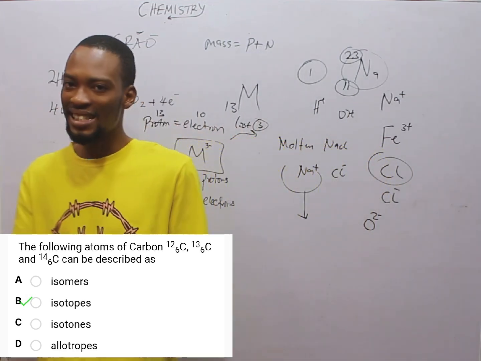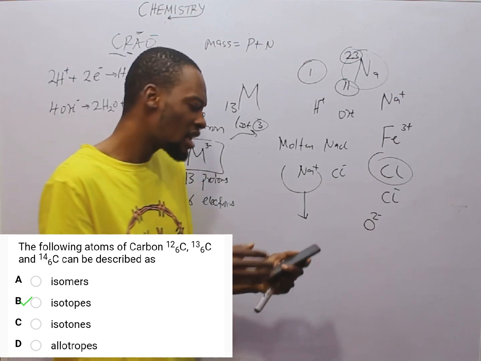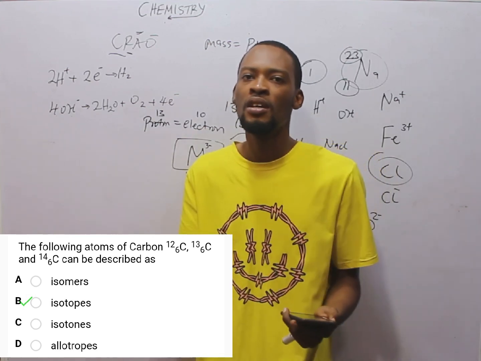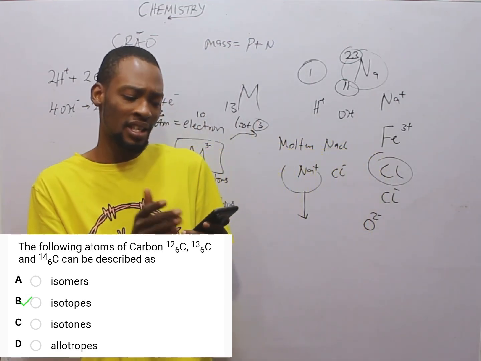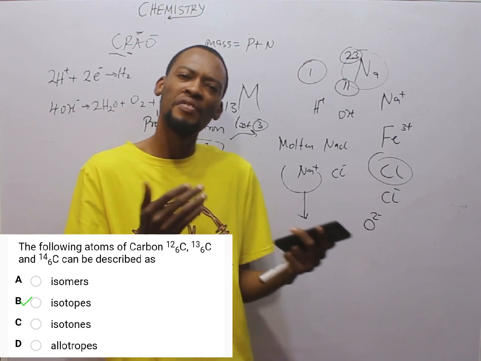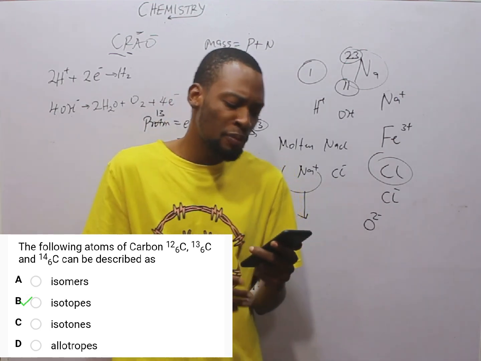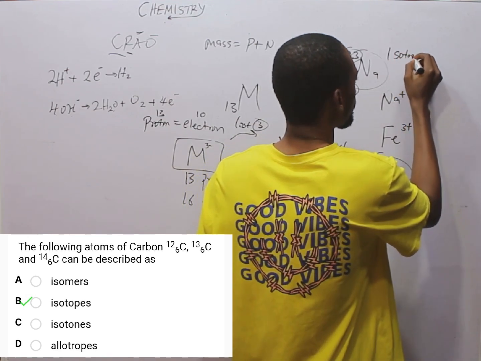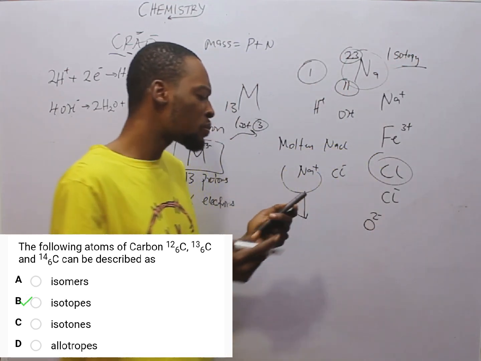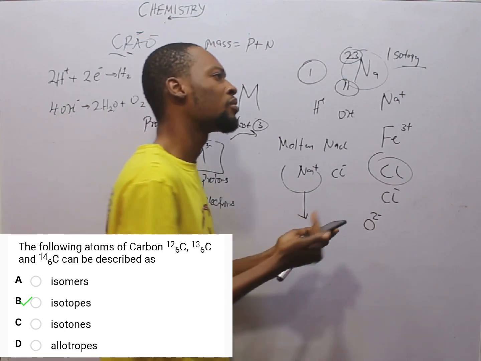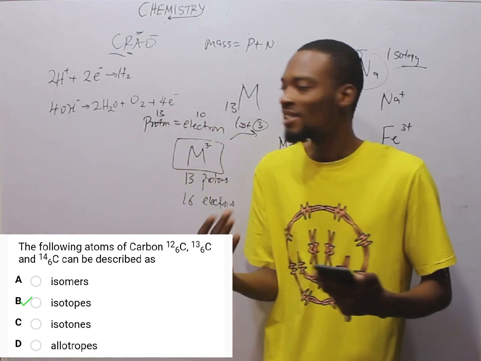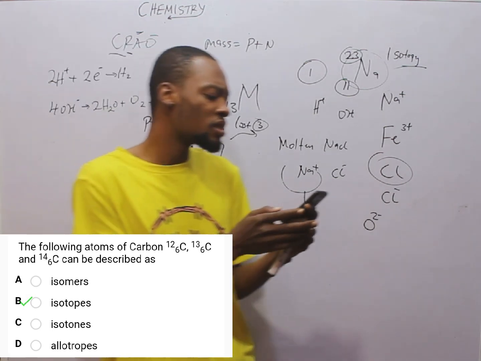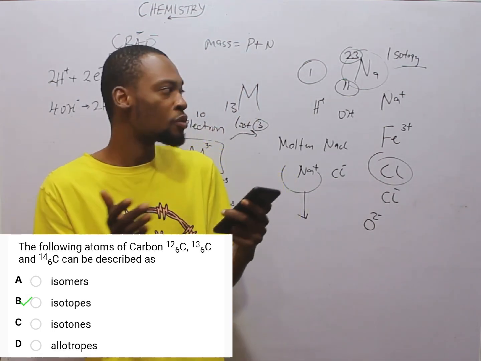Is this against what Dalton said? According to Dalton's atomic theory, atoms of the same element are exactly alike. They have the same physical properties and everything. How come atoms of the same element here with the same atomic number have different mass numbers? What has happened? A phenomenon referred to as isotopy has occurred. So isotopy is when atoms with the same atomic number have different mass numbers. We say that they are isotopes, which means all these are carbon isotopes.